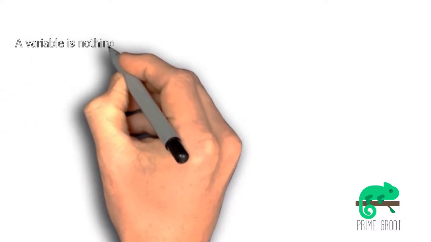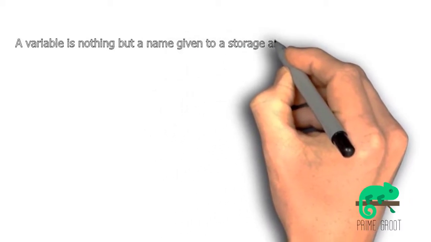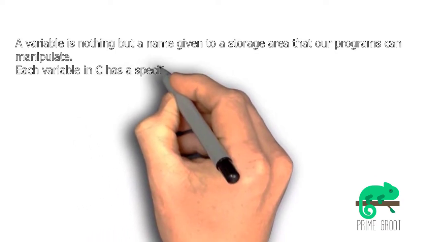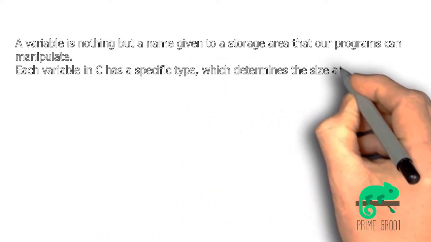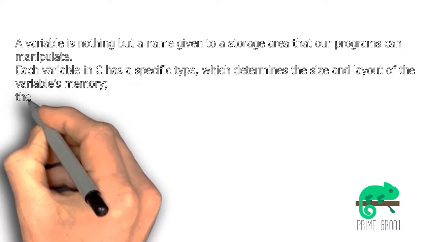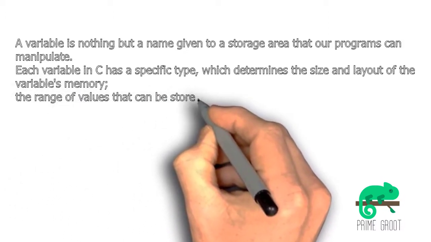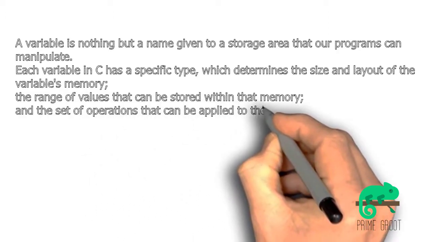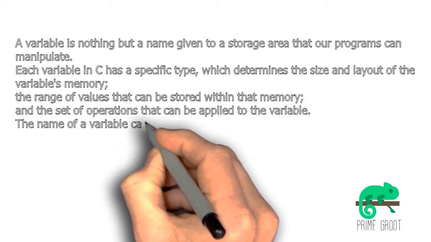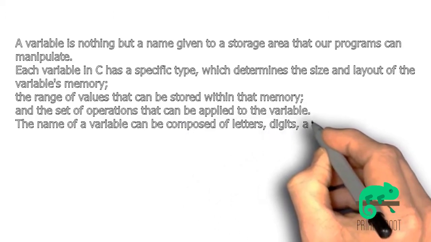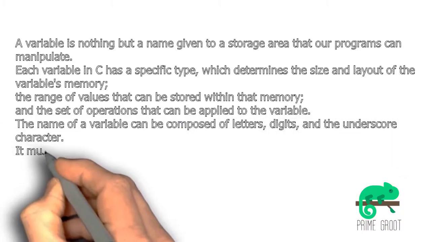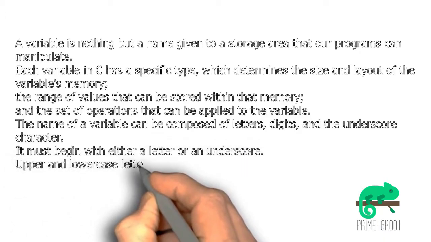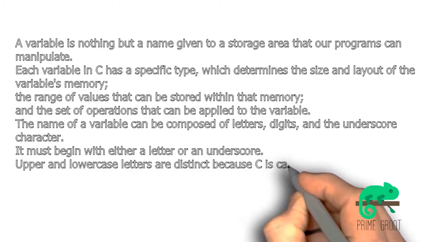A variable is nothing but a name given to a storage area that our programs can manipulate. Each variable in C has a specific type, which determines the size and layout of the variable's memory, the range of values that can be stored within that memory, and the set of operations that can be applied to the variable. The name of a variable can be composed of letters, digits, and the underscore character. It must begin with either a letter or an underscore. Upper and lower case letters are distinct because C is case sensitive.